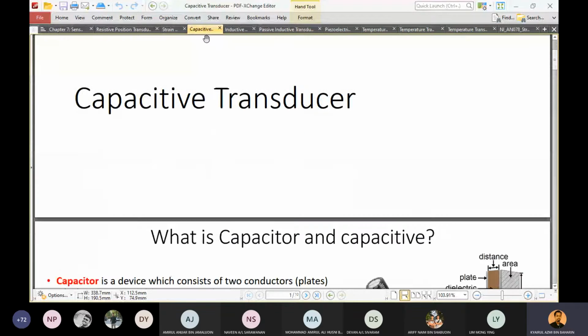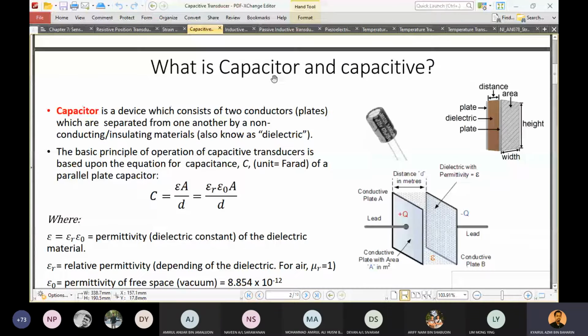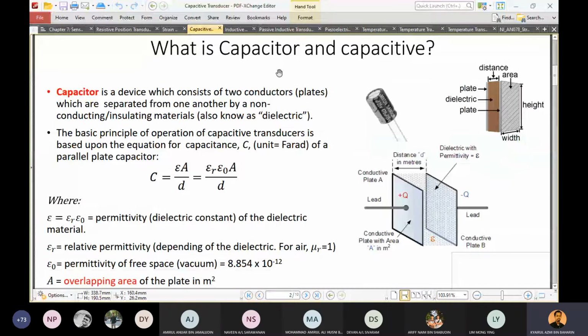Okay, now capacitive transducer. Just now we covered resistive transducer with one example using a strain gauge and the other is the resistive position transducer. Now let's look at the capacitive element. How do you use capacitive elements to measure distance or other parameters? Okay, so a capacitor is a device that has two conductor plates separated by an insulator.